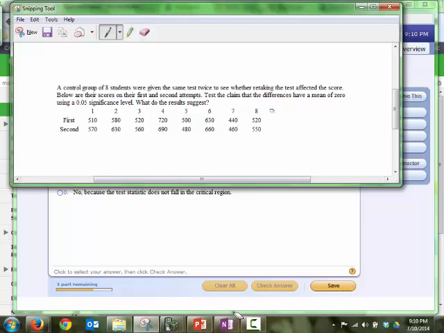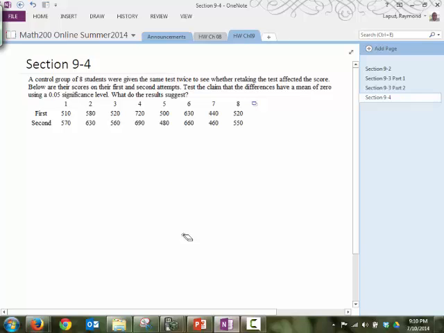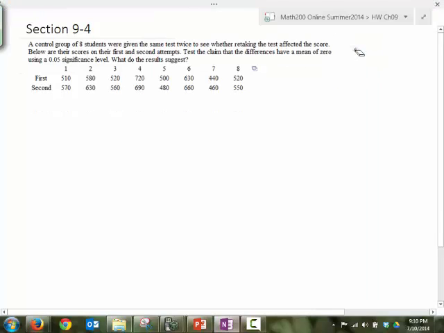So what we'll do is the hypothesis test. This problem is actually asking us to do a hypothesis test, and then we'll also do a confidence interval as well. So, see what it says here. A control group of 8 students were given the same test twice to see whether retaking the test affected their scores. This is almost like a pre and post test. Below are their scores on their first and second attempts. Test the claim that the difference has a mean of 0.